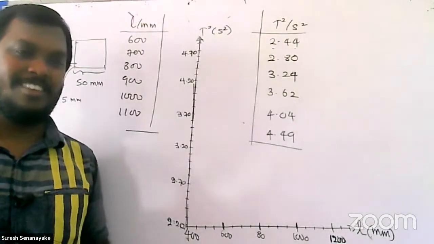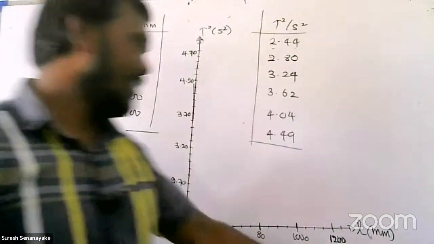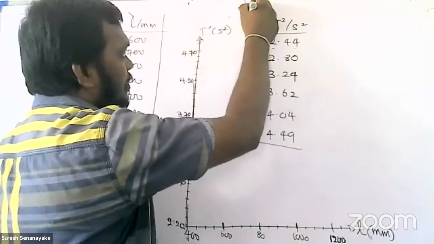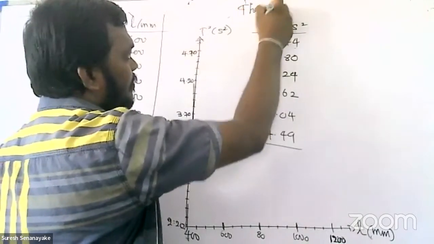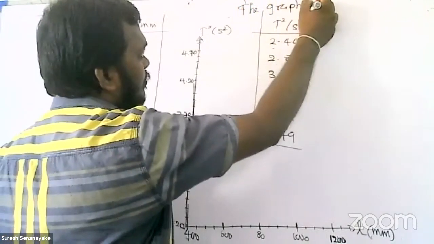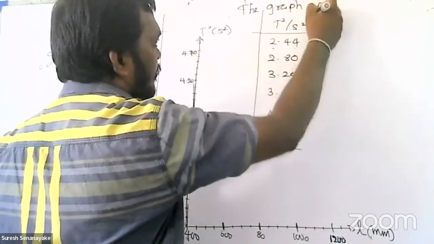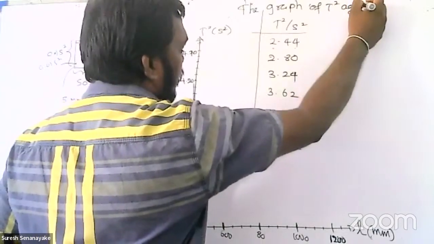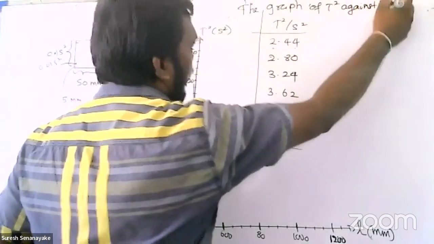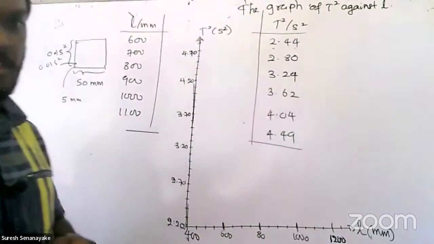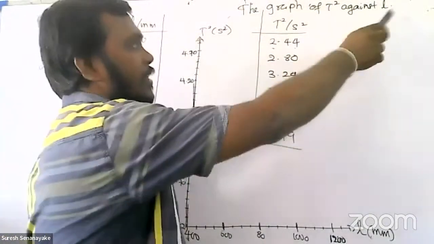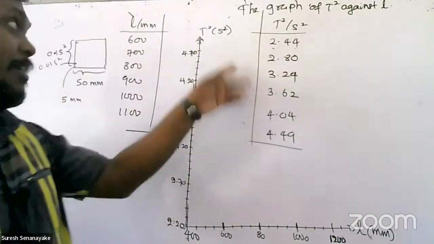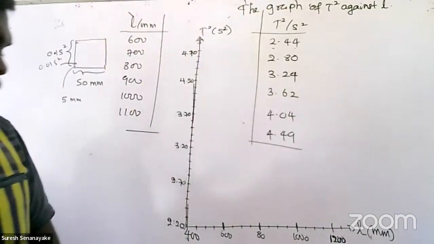This is the way you find it. It doesn't mean the top corner of the graph. You can write this as the graph of t square against, sorry, t square against length. Then L, right? When I put the data like this, I need to mark them, right? Now I can't mark it here.